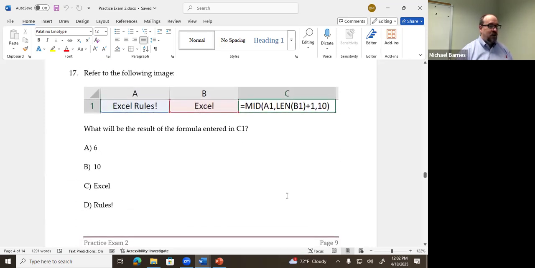Refer to the following image. I love this question. Excel rules. What will be the result of the formula in C1? Well, let's take a look.